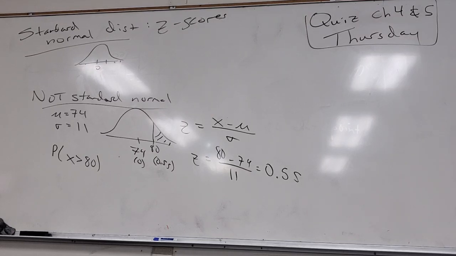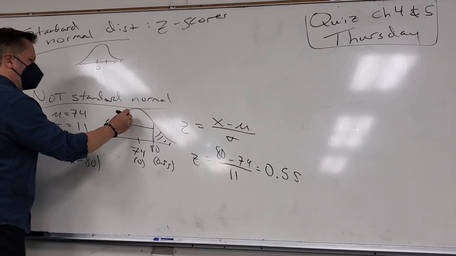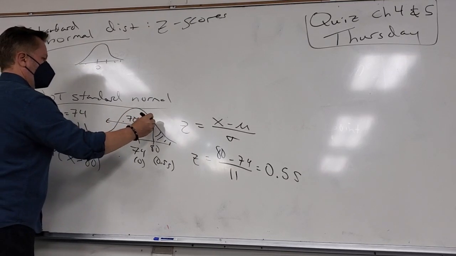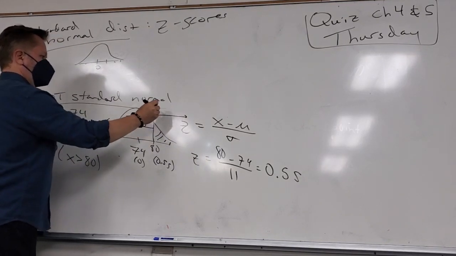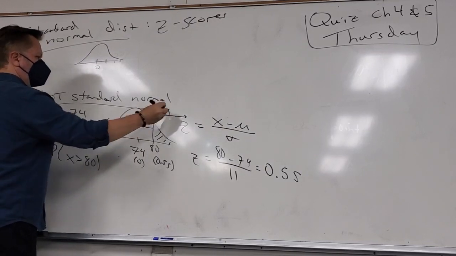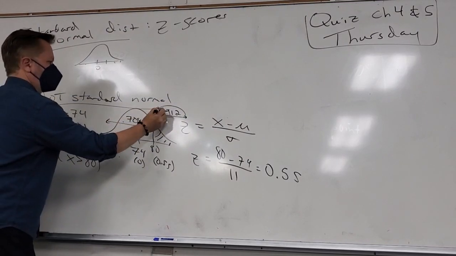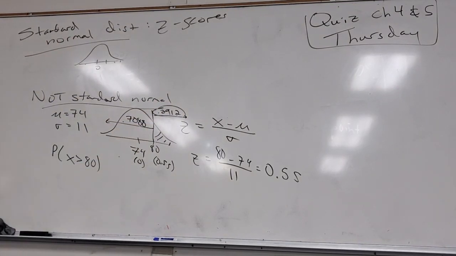All right, we're all going to wait for me. I get 0.7088. So what's the right answer then? 0.2912. So just under a 30% chance.